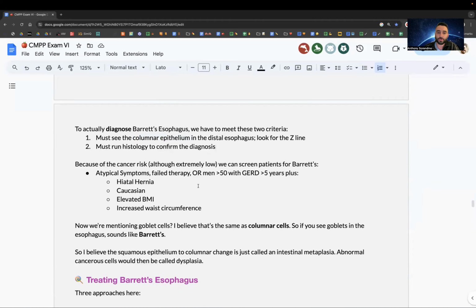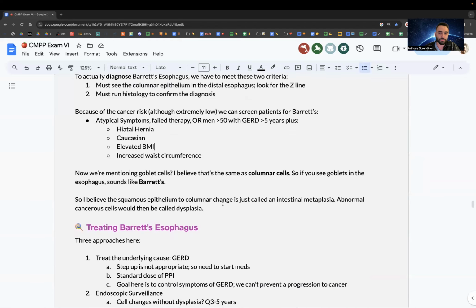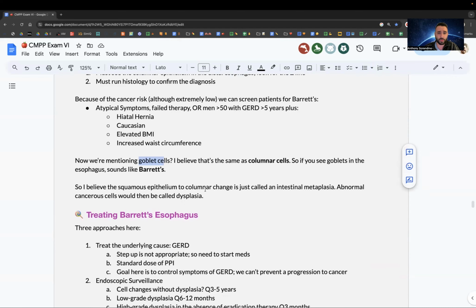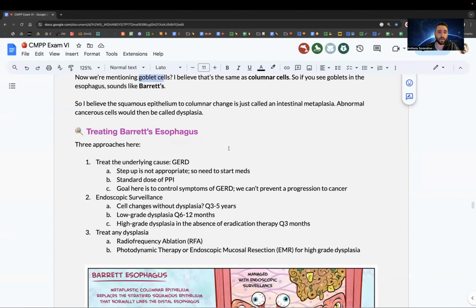There's a slight cancer risk, but there still is a cancer risk. So you do want to screen people, anybody with those atypical symptoms, or men over 50 with GERD, or if you've had GERD over 5 years and you've had some other stuff, hiatal hernia, Caucasian. I think the age is the big one. You really want to take a look and see what's going on. She mentions goblet cells, which I believe are just the same as columnar cells. So they might call those goblet cells as well.